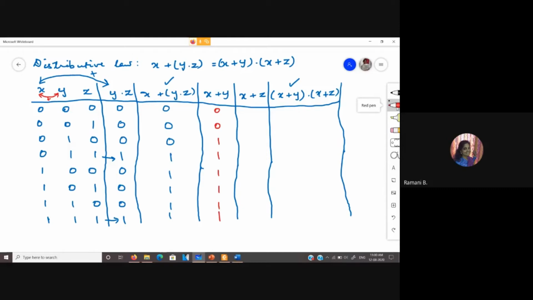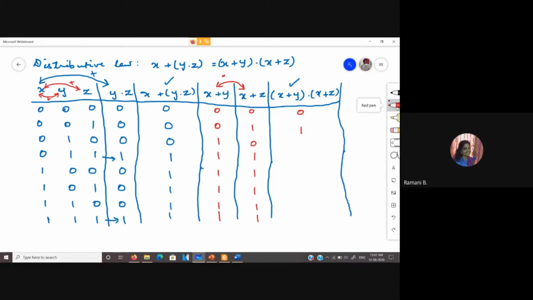Next, we are to perform OR operation between these two, x plus z. So here again you have, this is a 0, this is a 1, this is a 0, this is a 1, this is a 1, this is a 1, this is a 1, and this is a 1. Okay. Now we are to perform AND operation between these two results. So 0, 1.